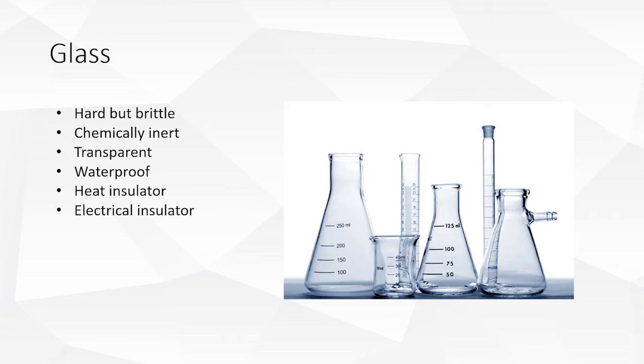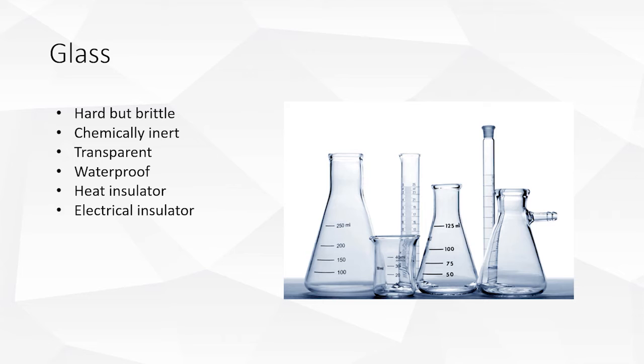Next, it is chemically inert. This means that it will not undergo any chemical reaction, making it an ideal material for manufacturing laboratory apparatus such as beakers, measuring cylinders, and so on. Besides, glass is transparent, because photons of visible light can travel through glass instead of being absorbed or reflected. It is also waterproof, as water cannot penetrate through it.